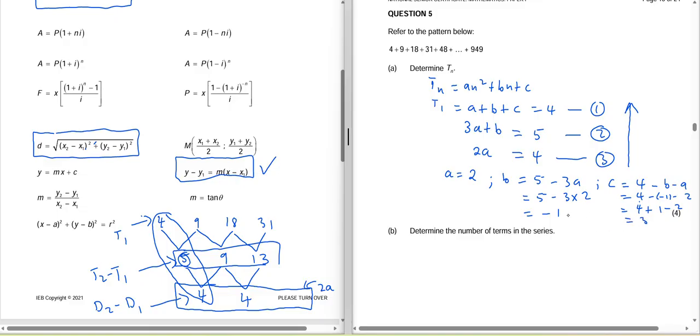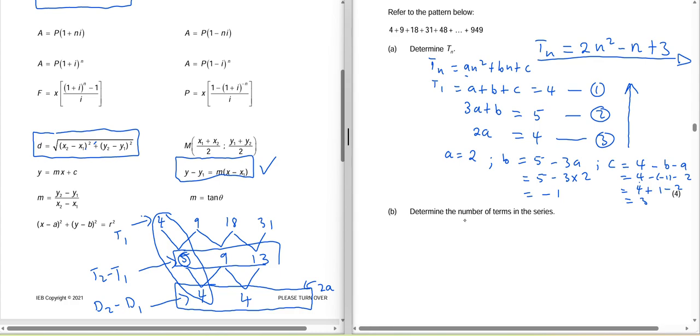Now that means our Tn is going to be, where there is a, I'm going to replace with 2, so 2n squared. Where there's b, I'm going to replace with minus 1, so minus n plus 3. So that will be the equation that we have determined for Tn. That is the quadratic pattern.